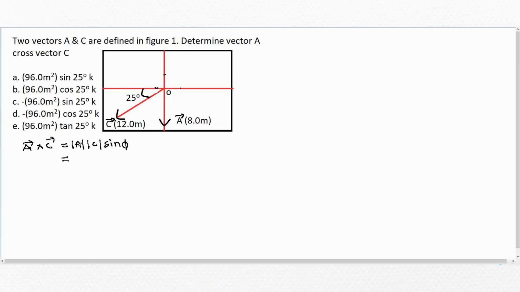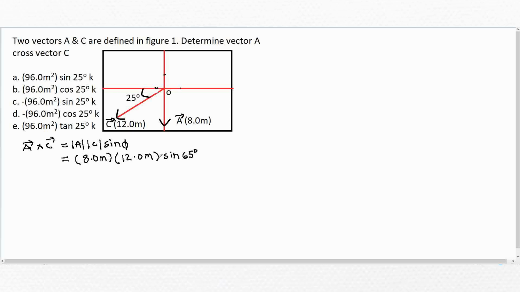So we can write this. The magnitude of A is 8.0 meters, as you can see over here. So we have, in the bracket, 8.0 meters times the magnitude of C, which is 12.0 meters. Then sine of the angle between A and C, remember it is 90 minus 25. So it is this angle here. 90 minus 25, that will be 65 degrees.